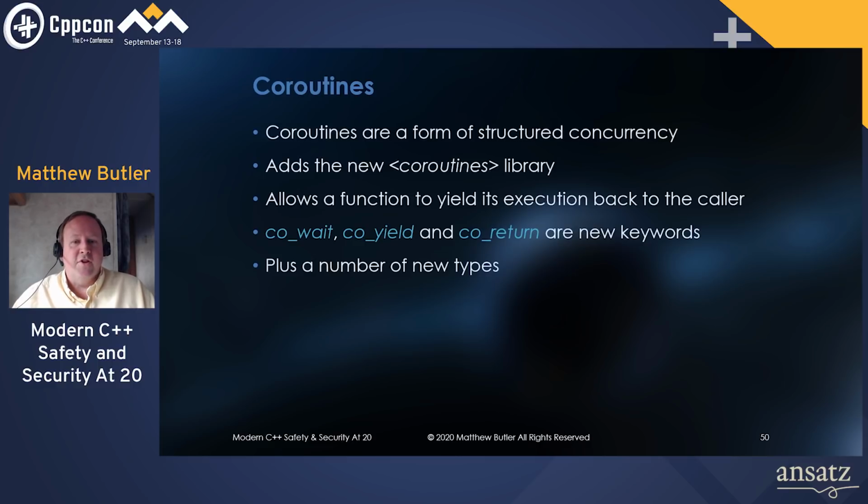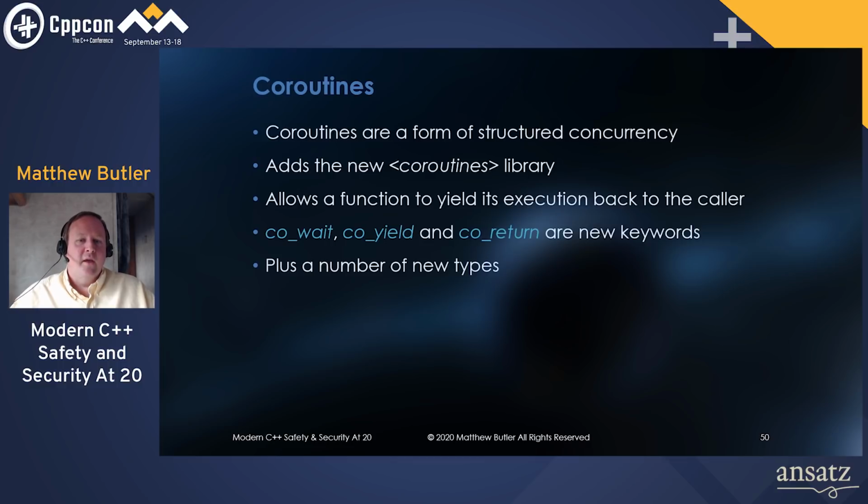So this allows a function to yield its execution back to a caller. They've added three new keywords, which are co_await, co_yield, and co_return, plus a bunch of new types. So there's more to go through than I have time for today. And I tried to think of what would be an example of some place where we might use coroutines in place of something that I've already written.